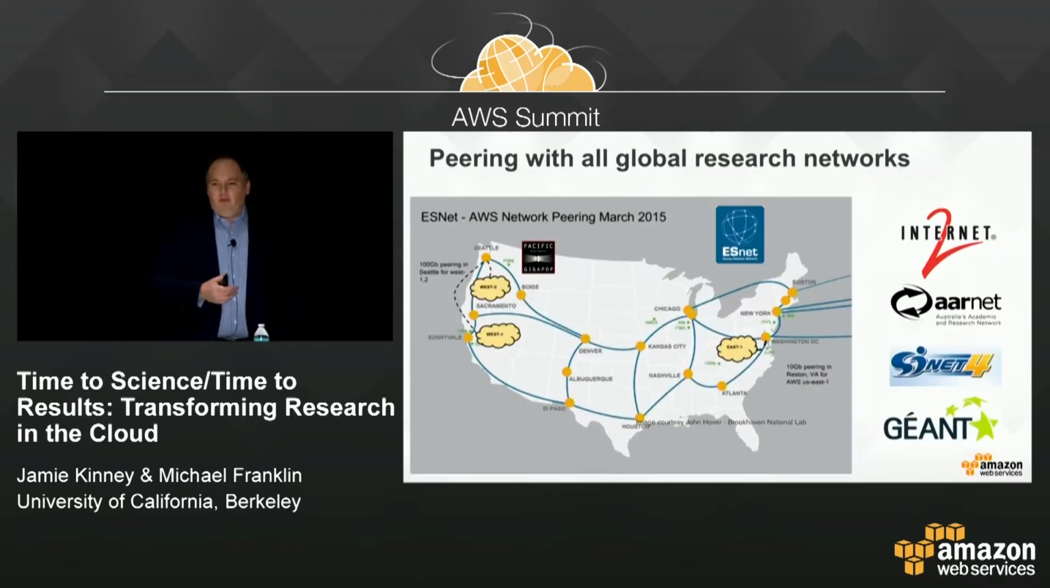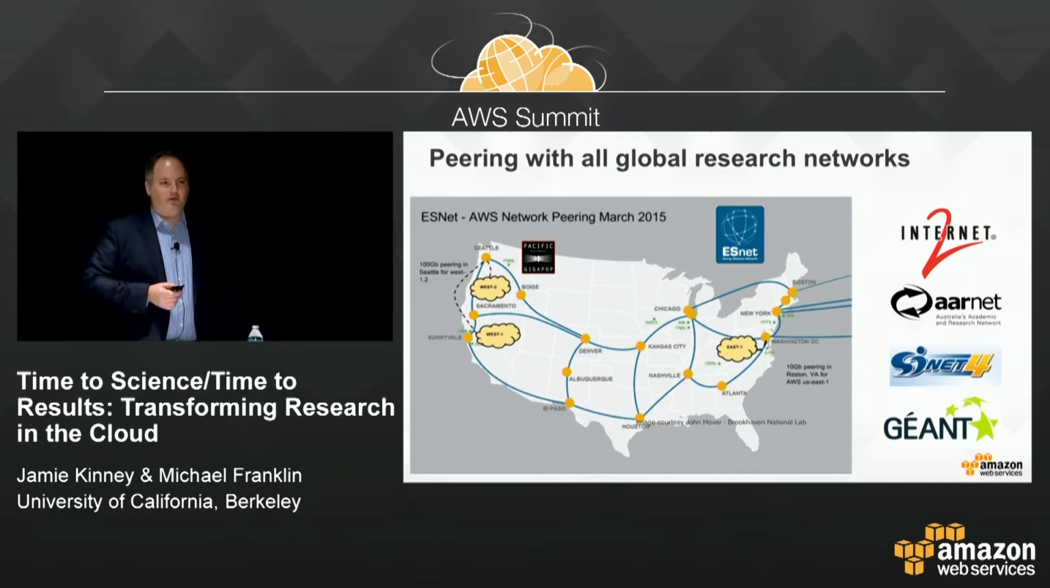The second thing that we've done to make scientific computing on AWS easier is focus on our partnerships with education and research networks around the world. Today we have peering in place with every major academic and research network. You see a few of the major examples displayed on the slide here.